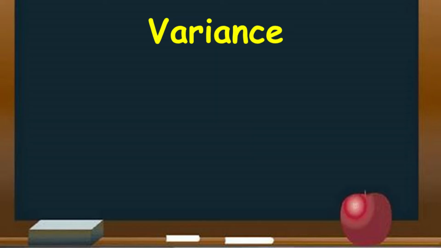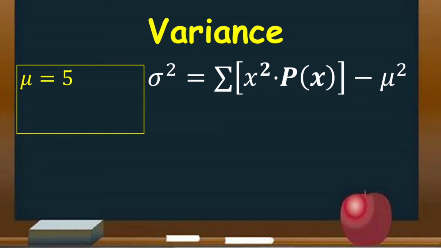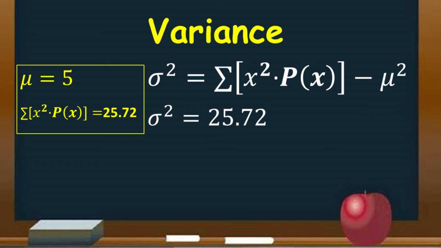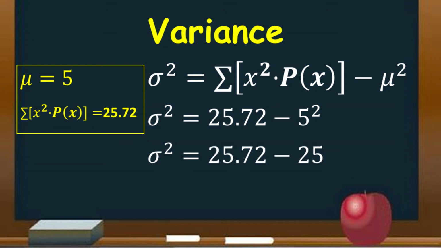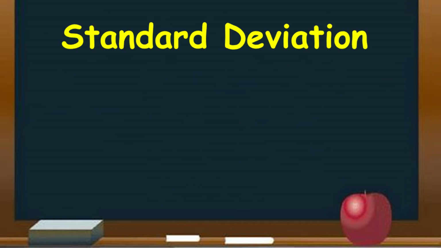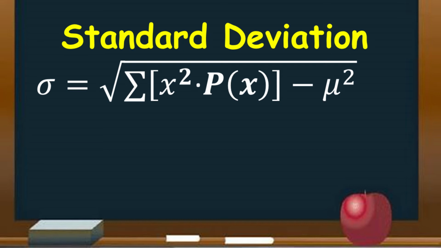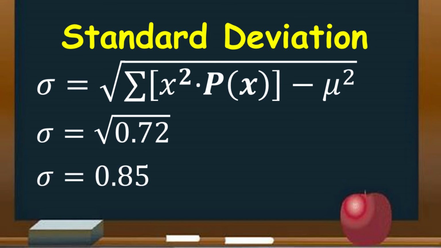Now solve for the variance. Since mu is equal to 5, and the summation of the product of x squared and p of x is equal to 25.72, then we have the square of sigma is equal to 25.72 minus the square of 5. Simplify, we will get 0.72. That is the variance. Lastly, compute the standard deviation. Just get the variance, which is 0.72, and extract its square root. Our standard deviation then is equal to 0.85.